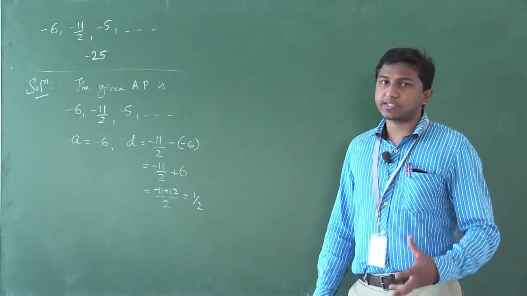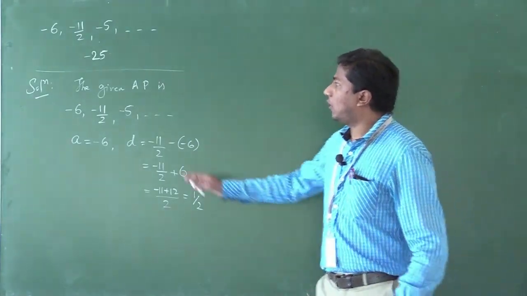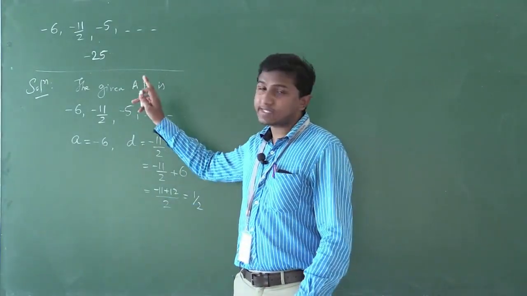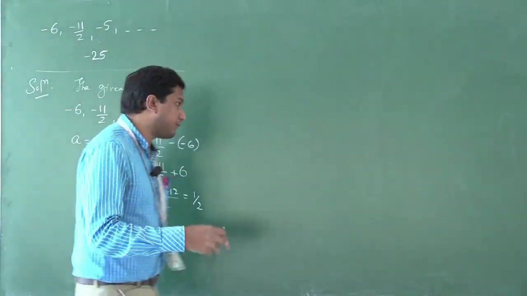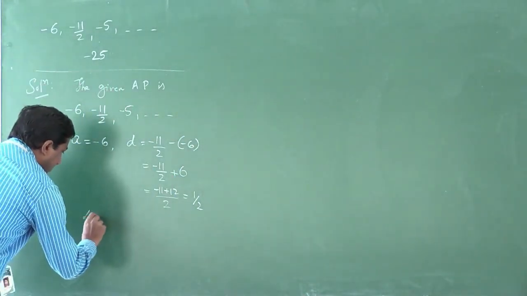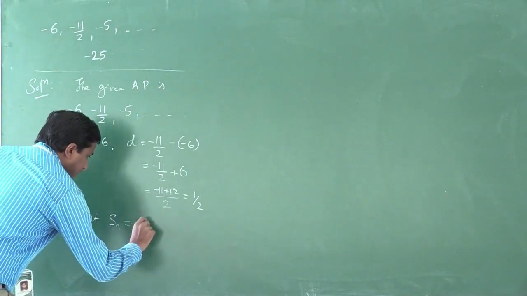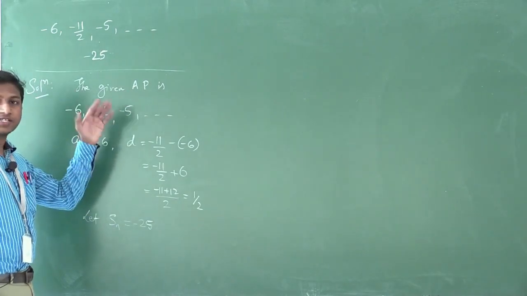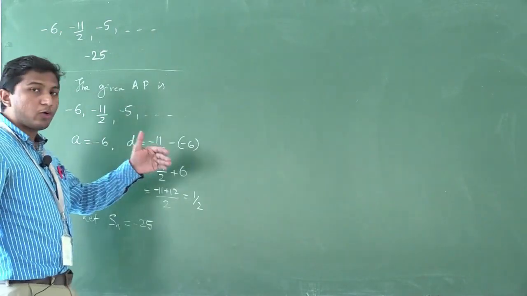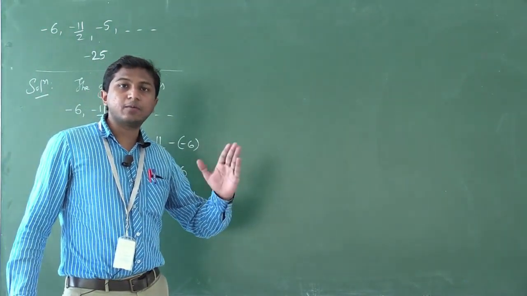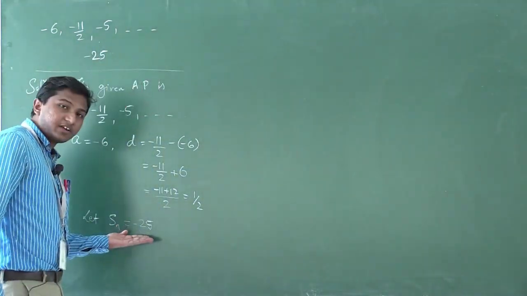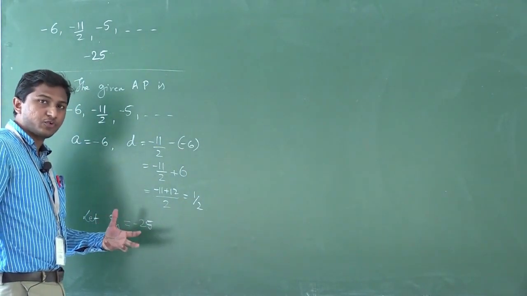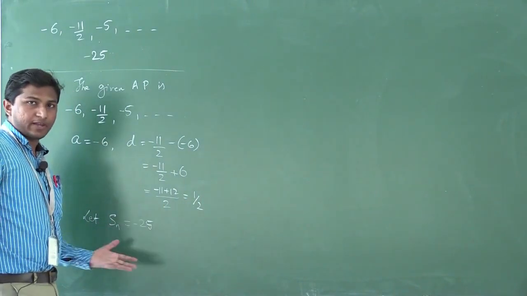Now what is the question asking us to do? How many terms of this AP are required to give the sum minus 25? So what is minus 25? Minus 25 is nothing but Sn, right? Minus 25 is nothing but the sum of some terms of this AP. Now we have to find out how many terms. So in other words, the question is asking us to find out the value of n.